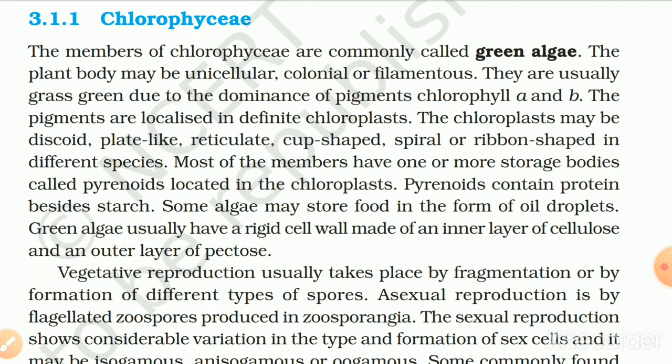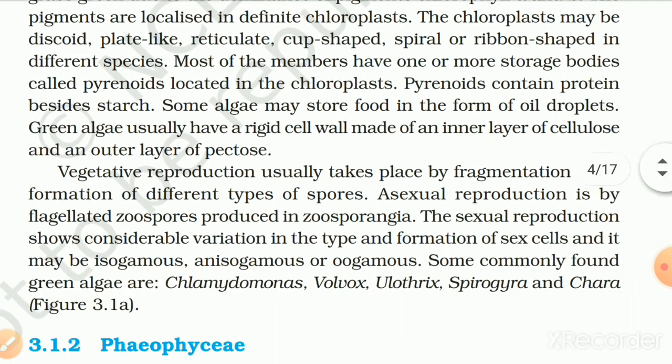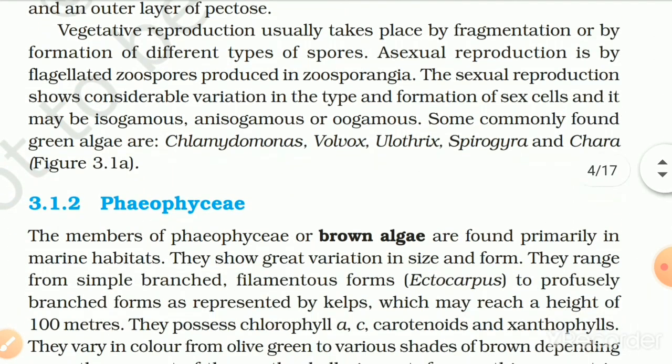Most of the members have one or more storage bodies called pyrenoids located in the chloroplast. Pyrenoids contain protein besides starch. Some algae may store food in the form of oil droplets. Green algae usually have a rigid cell wall made up of an inner layer of cellulose and an outer layer of pectose. Vegetative reproduction usually takes place by fragmentation or by the formation of different types of spores.